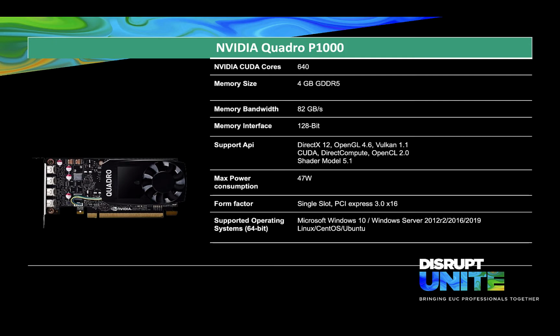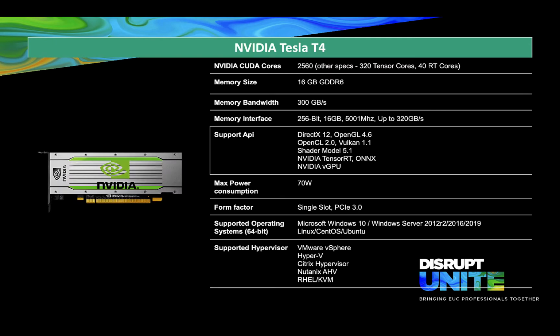So the GPU you can add to it is a P1000. This is a 4 GB GDDR5, 640 CUDA cores, and using 47 watts. Great GPU, 4 GB, very cheap. Now, a bit more high-end, I would say way more high-end, the Tesla T4, which has 2560 CUDA cores with 320 Tensor cores and 40 RT cores. It does real-time ray tracing. It is also 4 times more GPU memory.